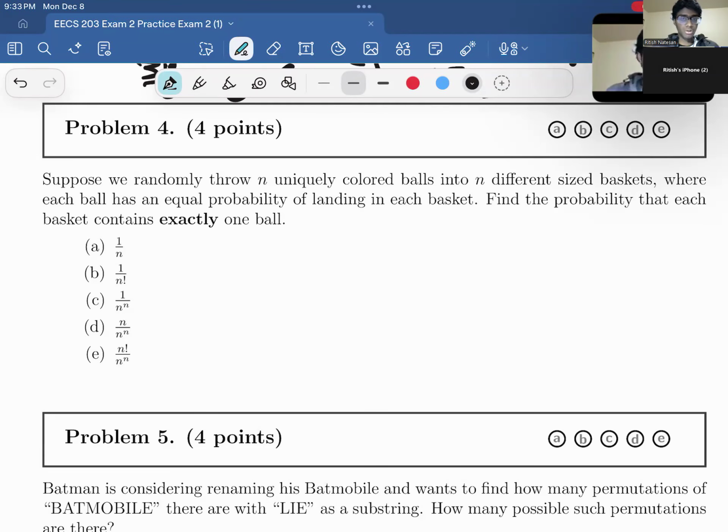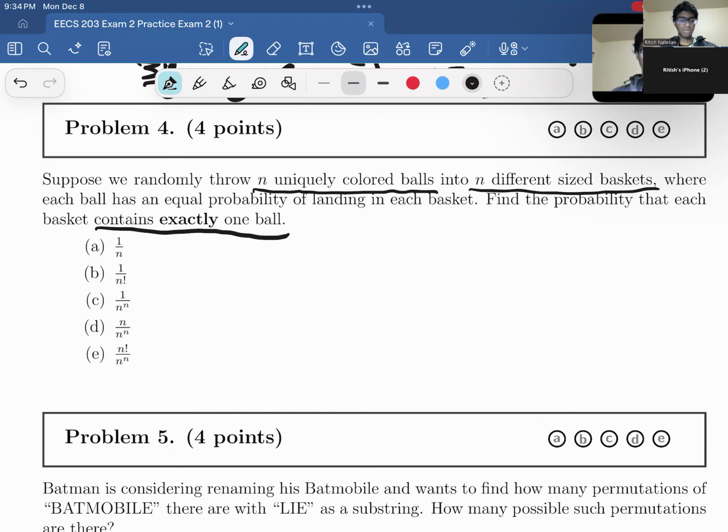So this is problem 4 from practice exam 2 for exam 2. This is a multiple choice question asking, suppose we randomly throw n uniquely colored balls into n different sized baskets, where each ball has an equal probability of landing in each basket. This problem is asking us to find the probability that each basket contains exactly one ball.